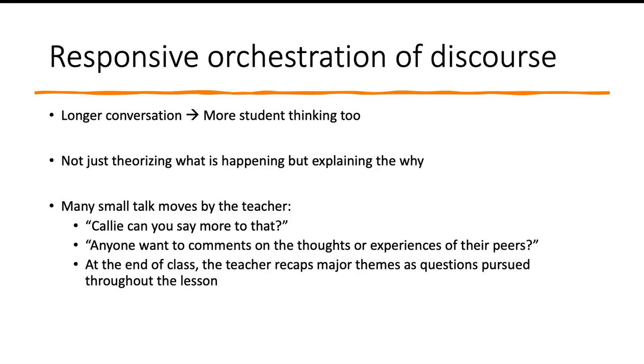We saw so many small talk moves by this teacher that we're going to talk about later in this lecture. Like you heard the teacher say, Callie, can you say more to that? So the teacher's pressing Callie to tell us more. The teacher says things like, anyone want to comment on the thoughts or experiences of their peers? So again, we're conjuring that previous experience of our students. And then at the end of class, the teacher recaps the major themes as questions pursued throughout the lesson and records them on the whiteboard. So as each question gets answered, they can then address it again and the students can see it visually.